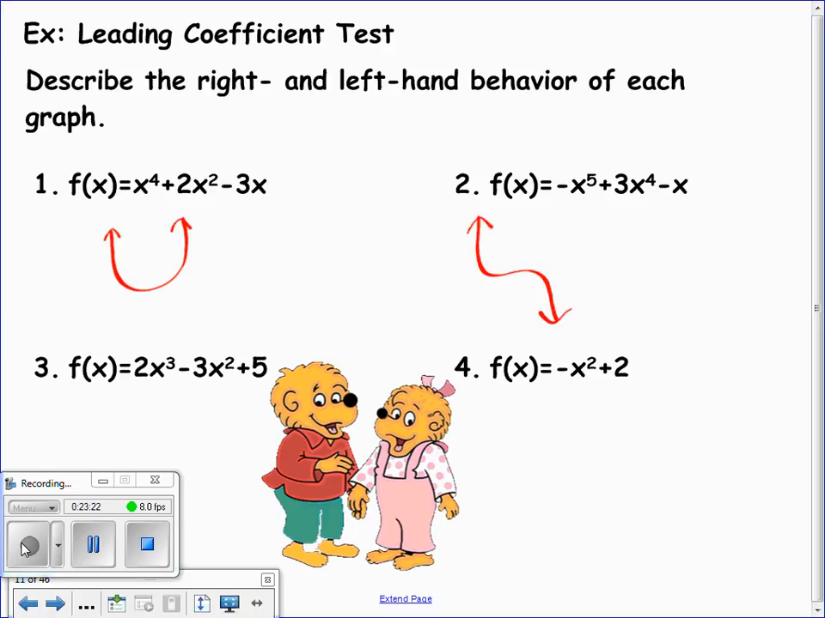Number three, exponent, even or odd? Odd. Positive or negative? What's that mean? Squiggly up. Number four, even or odd exponent? Happy or sad? It's negative, so he's sad.